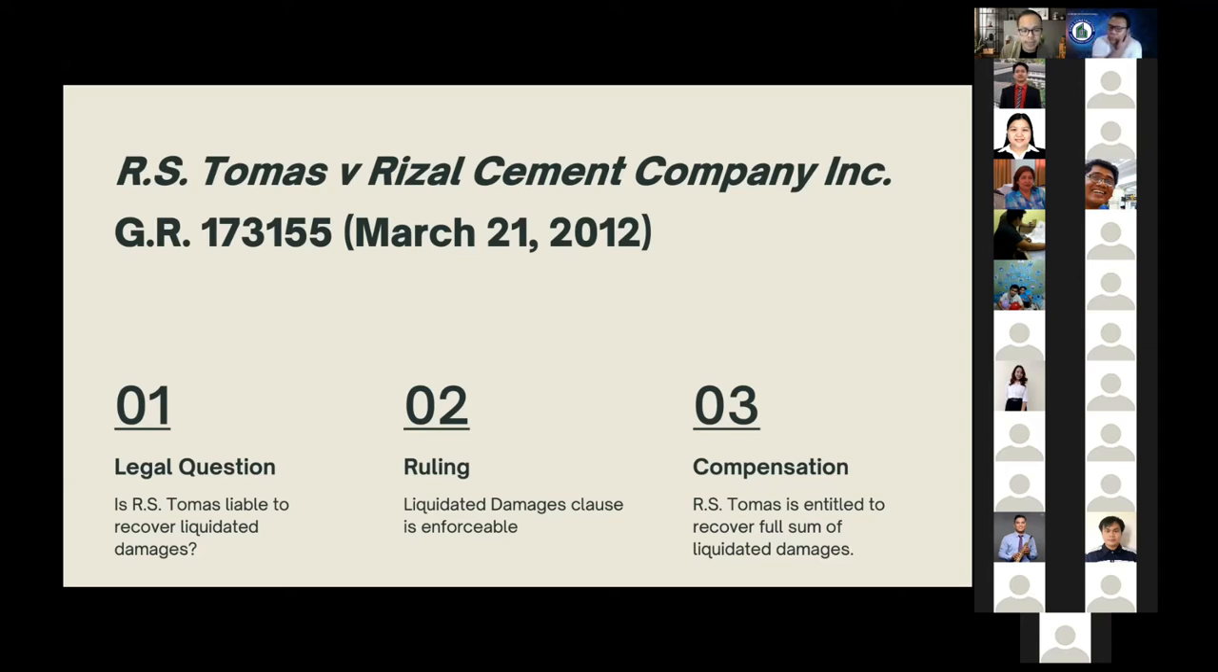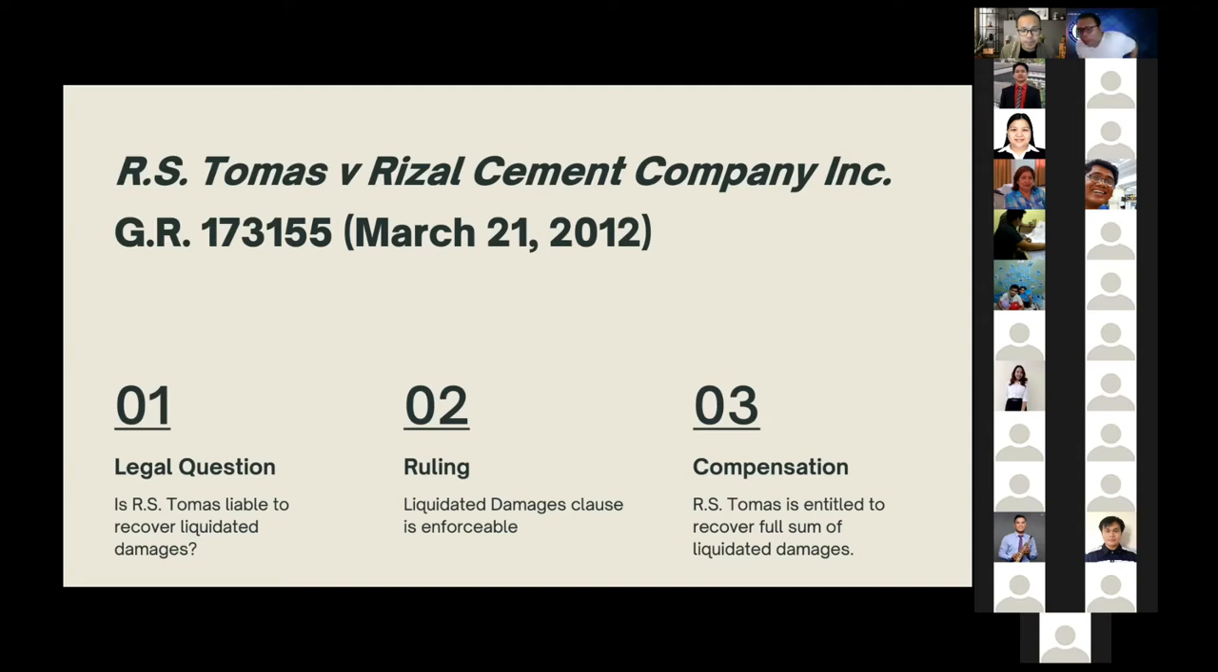The court explained the legal principle of party autonomy, where the parties are free to enter into a contract, and if the contract is concluded, they are bound to its terms, including liquidated damages. By applying the same, the court ruled that Rizal Cement Company is entitled to recover liquidated damages from R.S. Tomas, who defaulted. The court awarded the full sum amounting to 10% of the contract sum, ruling that while the court can reduce the amount of the liquidated damages in cases where it is unfair or unconscionable, it is not so in this case.